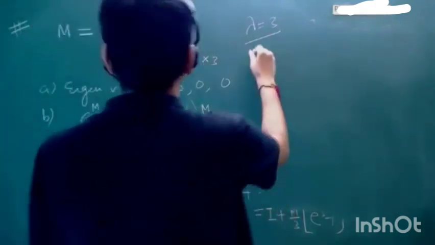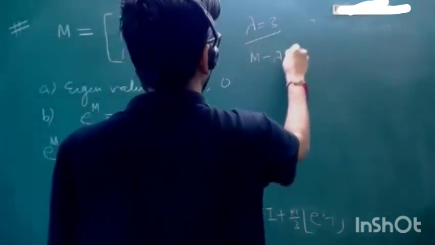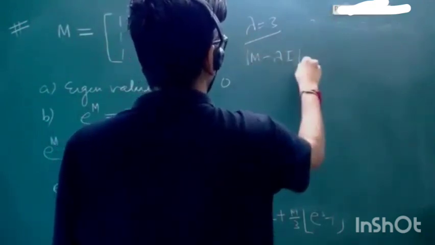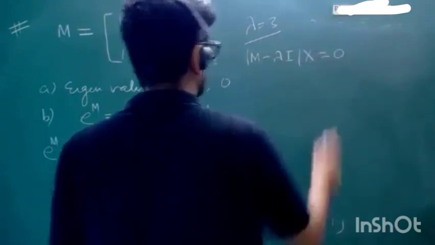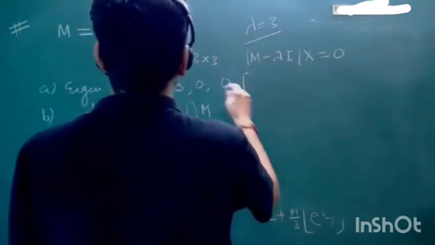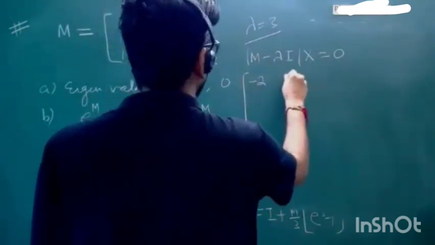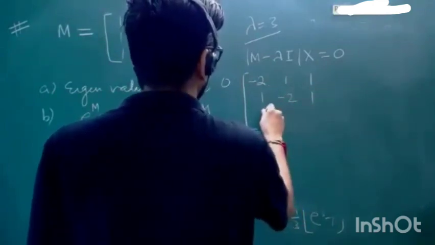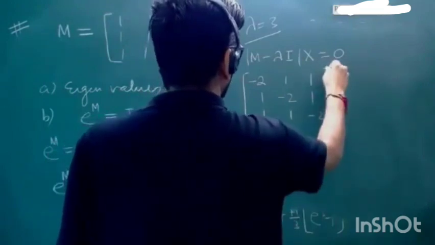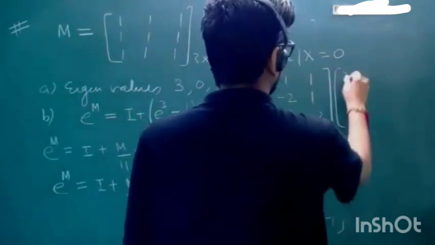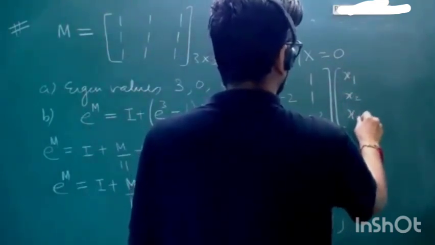So it will be (A minus lambda I) into x is equal to 0. This is the method. So you put lambda is equal to 3, what you will get? 1 minus 3 is minus 2. Correct? And then x1, x2, x3 is equal to 0.